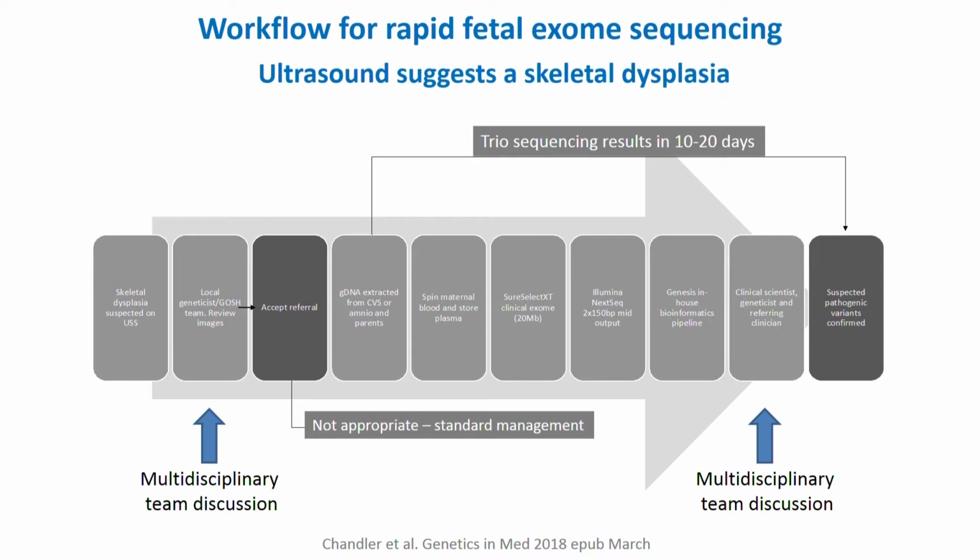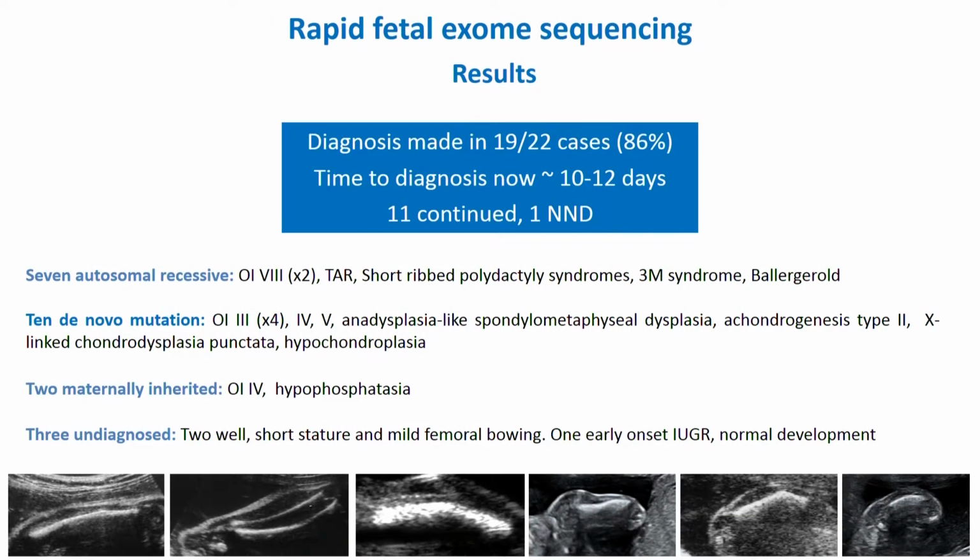And we are getting our results. Now it's in around 10 days that the results are coming through. And again, once we get the sequencing results, we review the images with the referring clinician and the geneticist, and have a multidisciplinary team discussion. And where we get a sequence result which explains the phenotype, we are validating and reporting back in pregnancy to inform management. And using that system, we have made 19 diagnoses in 22 cases, that's 86%, and time to diagnosis is now about 10 to 12 days.